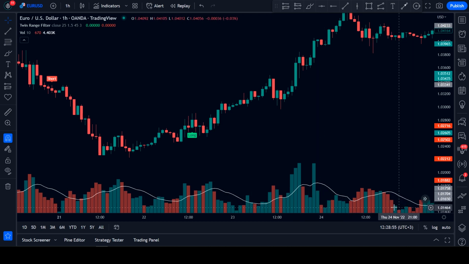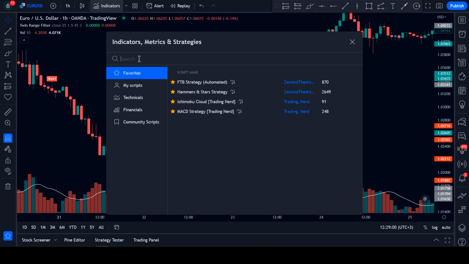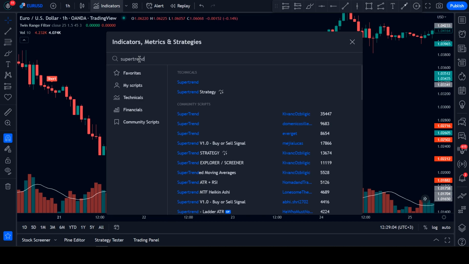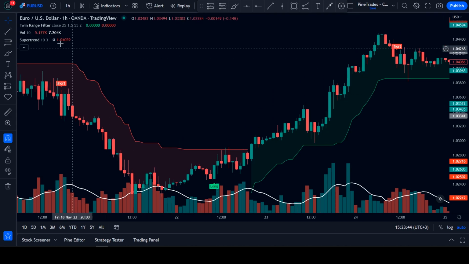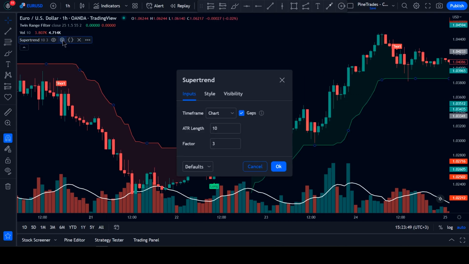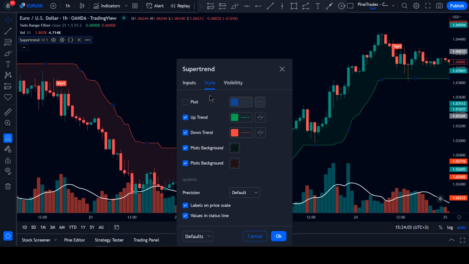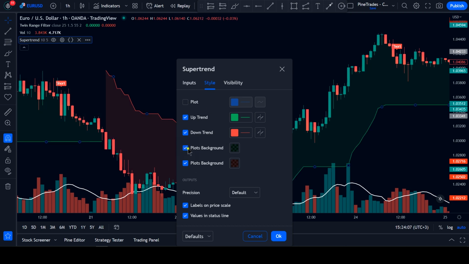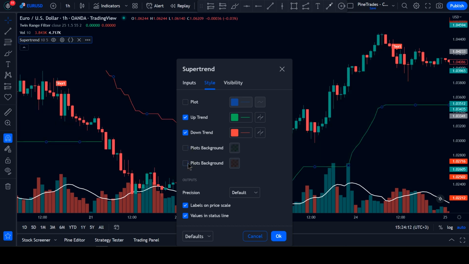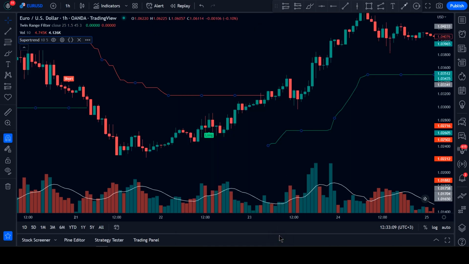Last but not least, our third indicator is called Super Trend. Click on this one under technicals. Again, we're going to access this indicator's settings by clicking right here. On the inputs tab, change the factor from 3 to 5. Then head over to the style tab and uncheck the background plots like this. After that, click OK. We will be using this indicator to identify trends in the market.